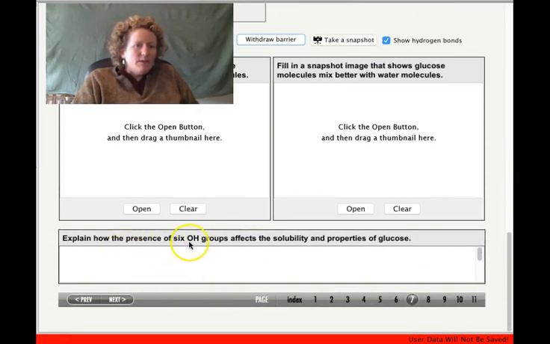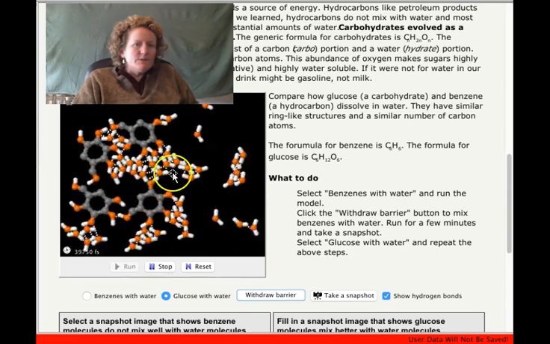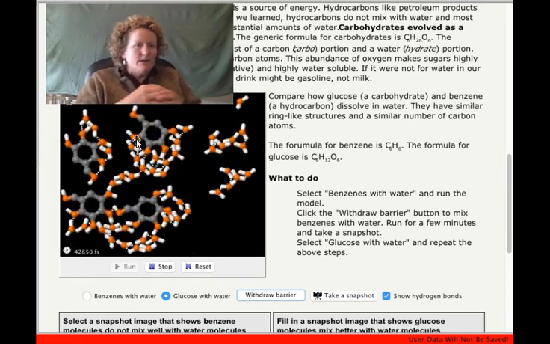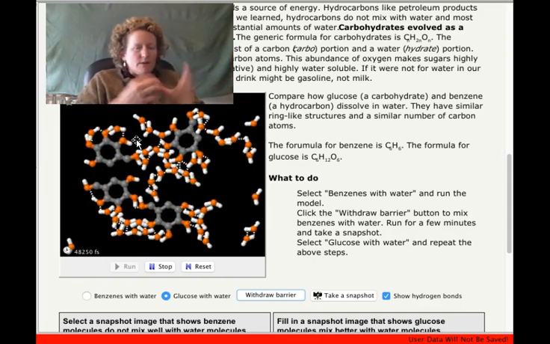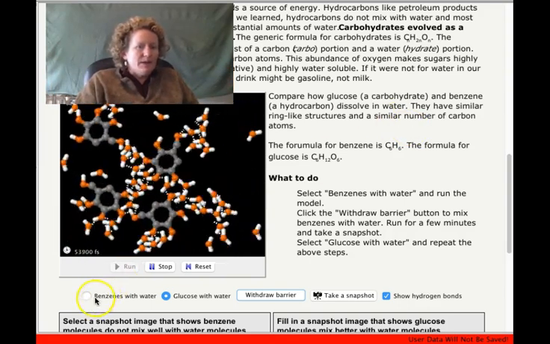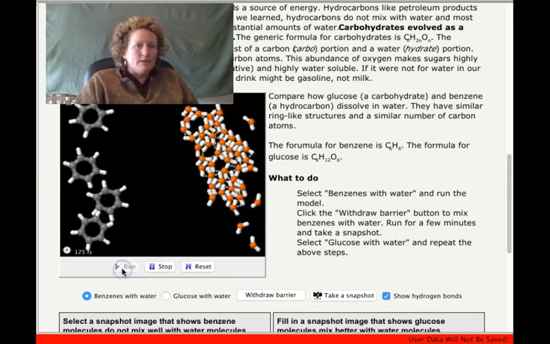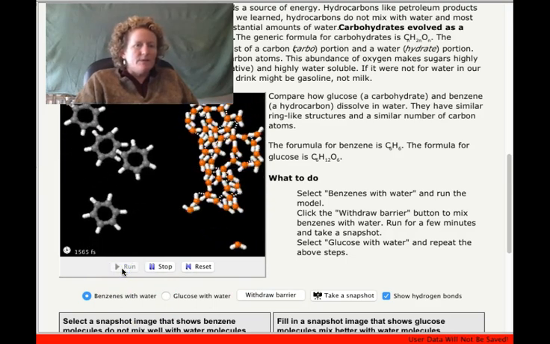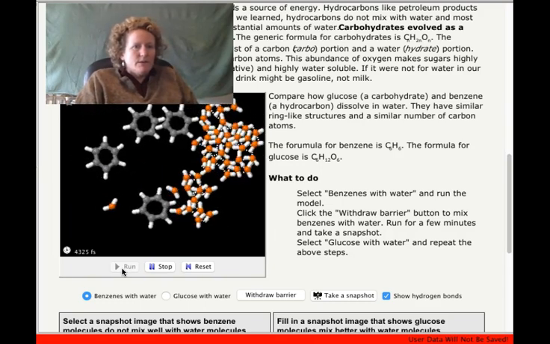So, explain how the presence of the 6 OH groups affects the solubility and properties of glucose. Well, this would dissolve in water because water is surrounding it, and it would pull the molecules apart. Glucose molecules that are all stuck together in a big chunk of glucose would get pulled apart and dissolve in water quite easily. Unlike the benzene molecules, which really pretty much kept to themselves and didn't interact with the water at all. And so benzene would not dissolve in water.